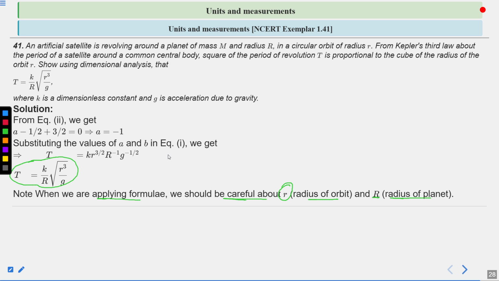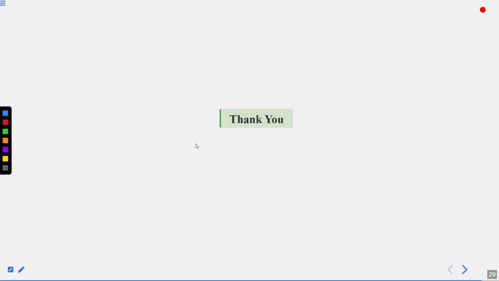Here the important thing is this, the more about Kepler's third law. We will learn Kepler's third law in upcoming lectures. Using Kepler's third law, we will solve problems on the period of satellites. Clear? Kepler's third law. Thank you for your attention.